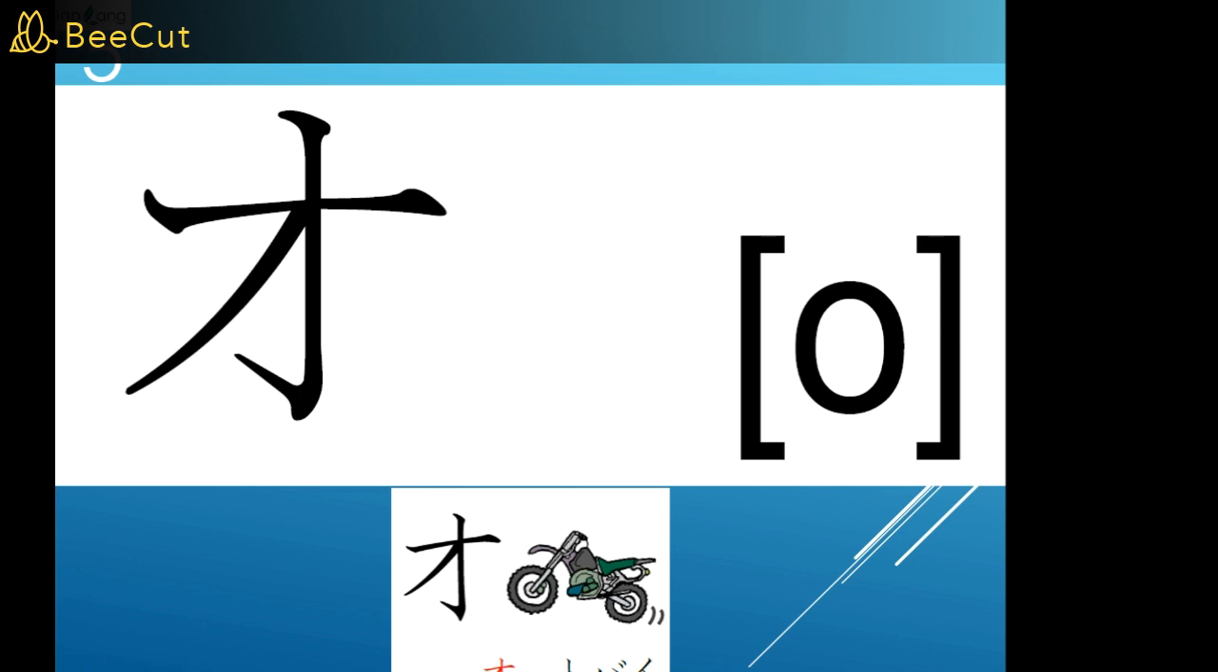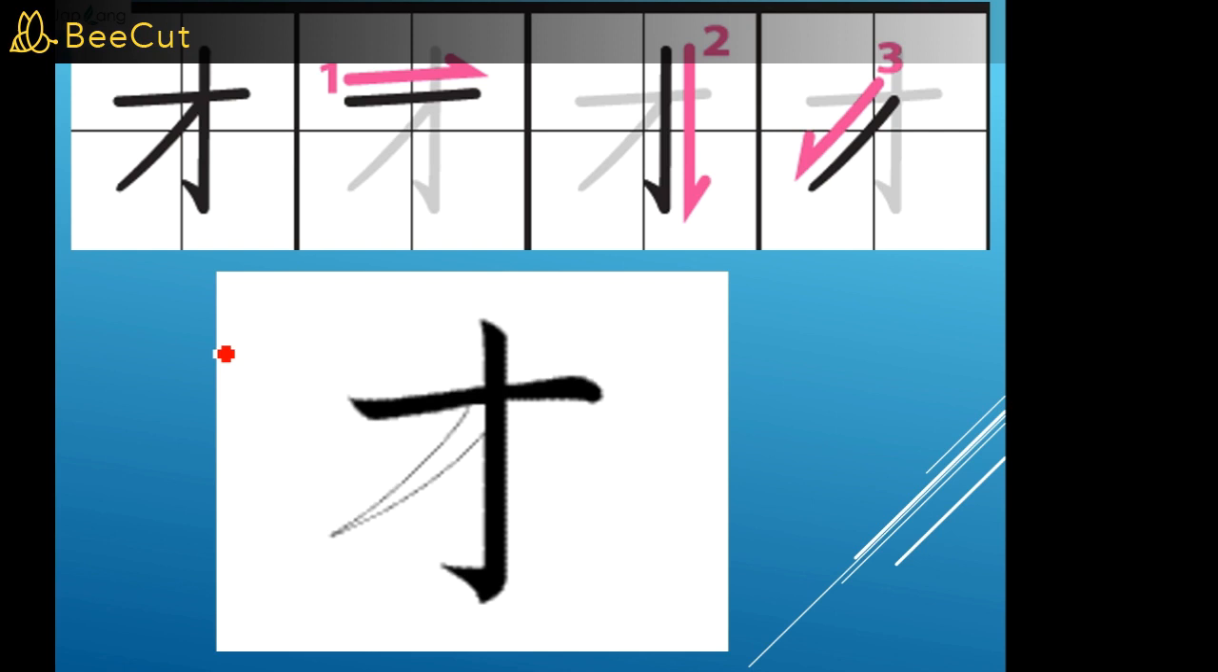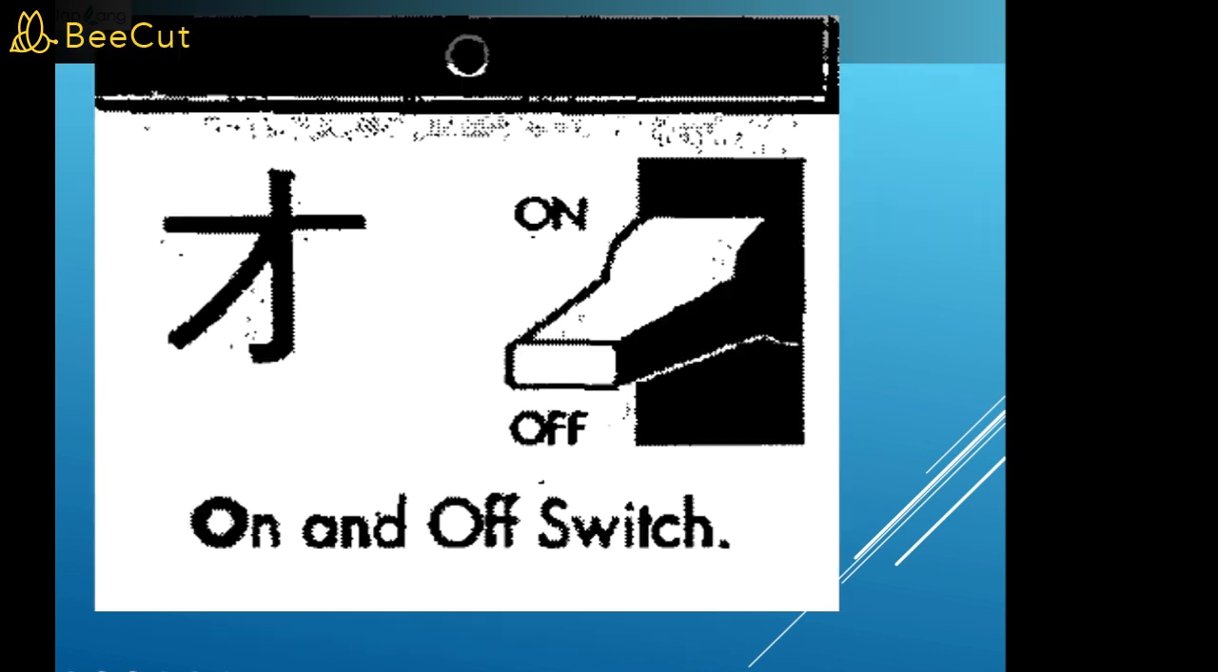Next letter is O, the fifth letter. O as in autobike. So this is the stroke order: 1, 2, and then 3. Three strokes are there. You have to remember this stroke order, and this is very important while you write. O as in on and off, so an on and off switch. You can remember this is the 1, and this is 2, like the on and off switch.